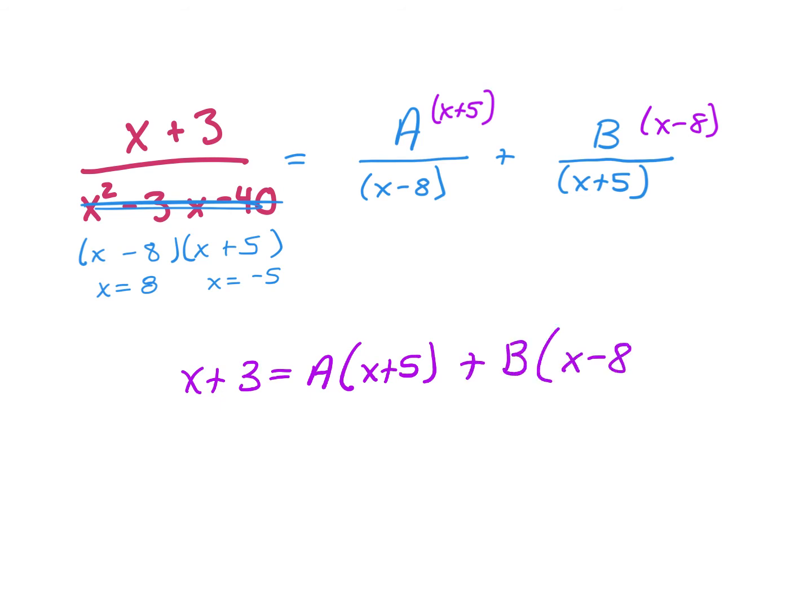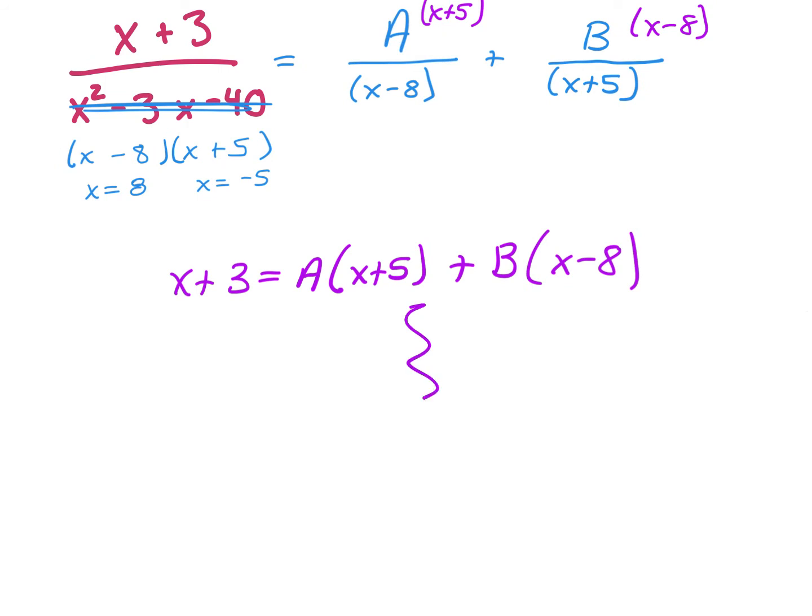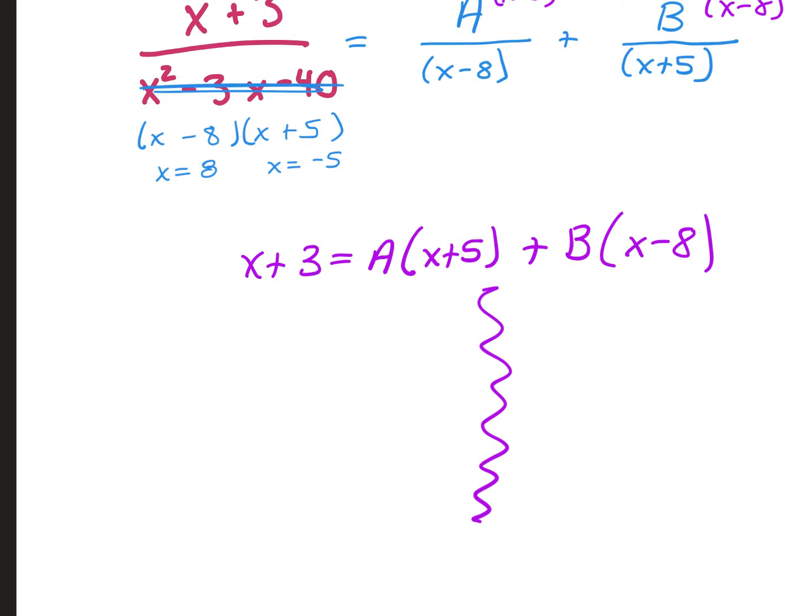X minus 8. Now when I go and substitute in the two zeros that I found, what should happen to one of my letters? One should cancel out. So I'm just going to go over here and say, okay, we're going to solve with x equals 8. So I have 8 plus 3 equals a times 8 plus 5 plus b times 8 minus 8.